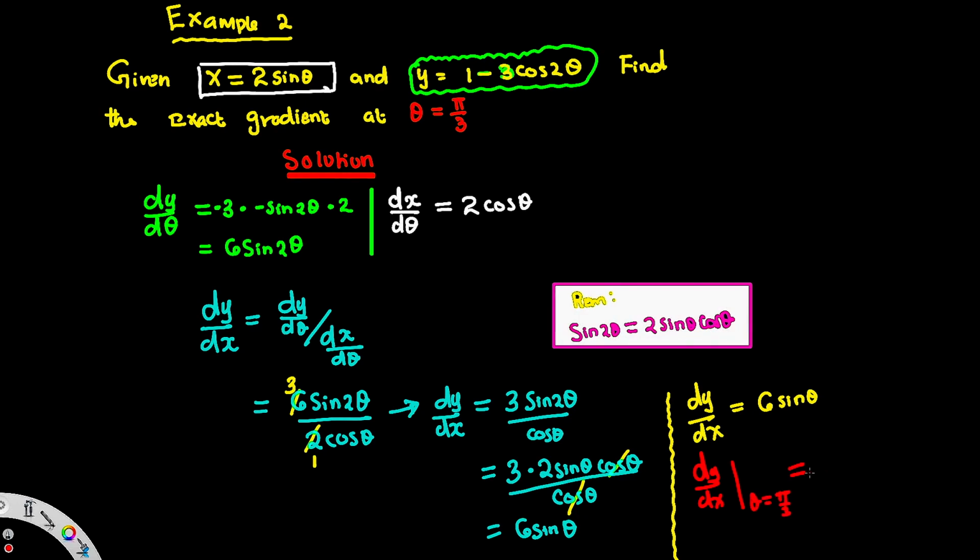We are finding dy/dx at the point where theta is pi over 3. We shall substitute into this, and then we are going to have our answer as 6 times root 3 over 2. So if we cancel 6 and 2, we are going to get 3 root 3 as the exact gradient to this particular question. So we need to move down to another example that maybe you can be given, and this can enable you understand further.